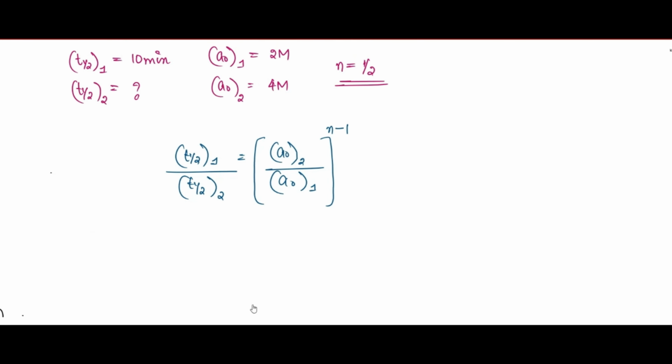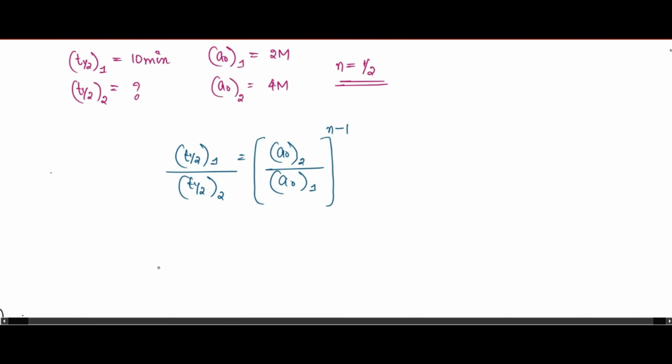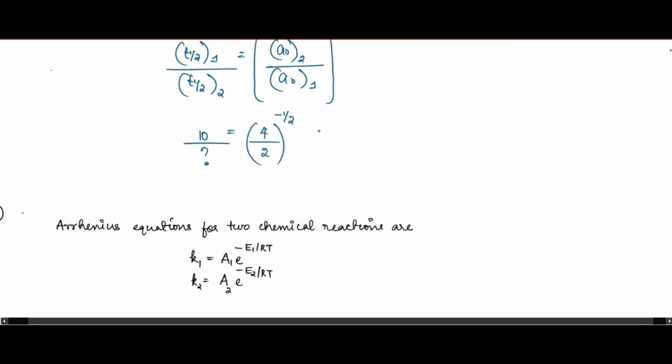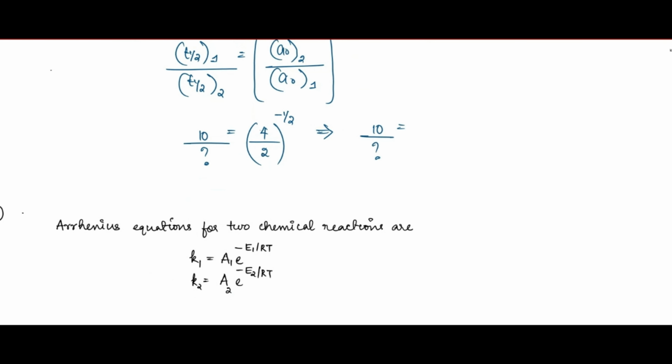Yes. So what is given? All the data are given very directly. First, it is given that it is 10 minutes divided by the unknown. The second concentration is 4 divided by 2, the whole raised to 1/2 minus 1, which is minus 1/2. This gives you 10 by question mark is equal to 4/2, which is 2, and 2 to the power minus 1/2, that is 1/√2. So if you have to find the question mark, you will multiply √2 into 10.